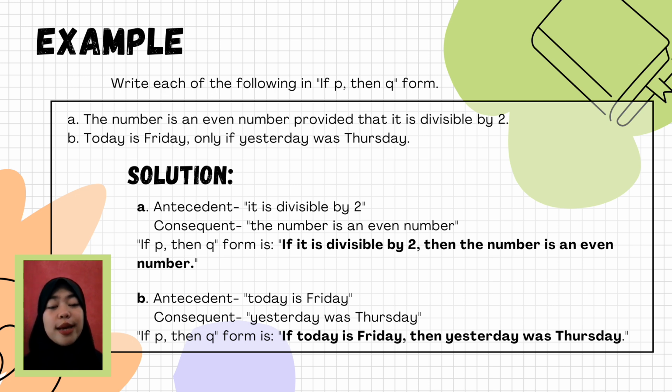Okay, so letter B. In this statement, today is Friday only if yesterday was Thursday. So, ang main clause natin is today is Friday. And ang conditional clause naman natin is only if yesterday was Thursday. So, dito naman, yesterday was Thursday ang antecedent natin because it's the condition that implies the truth of today is Friday. So, ang consequent naman is yung today is Friday. Kasi yun yung conclusion or outcome that follows the condition nung naunang statement. So, ang if P then Q form niya is magiging if today is Friday, then yesterday was Thursday.